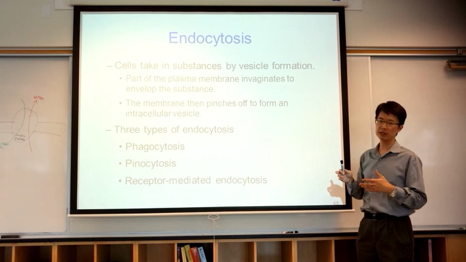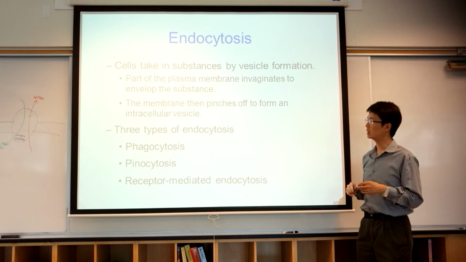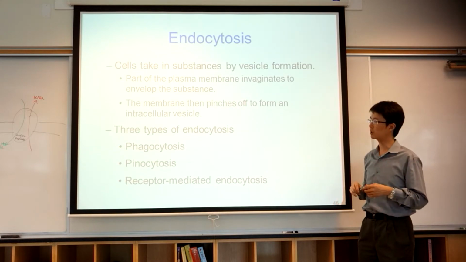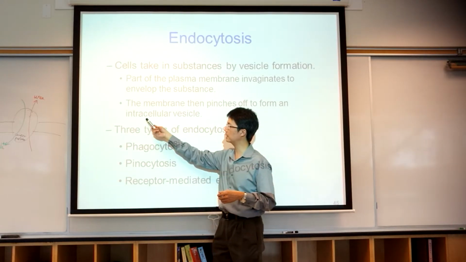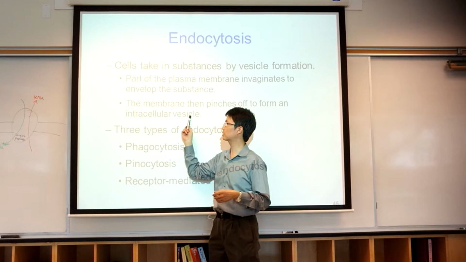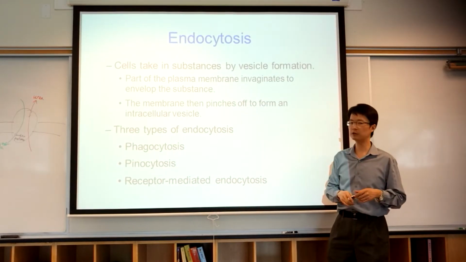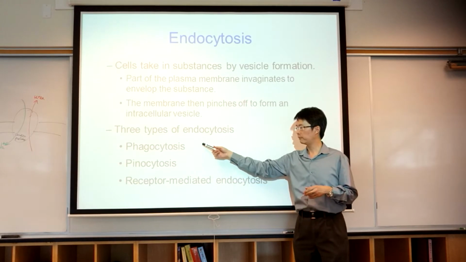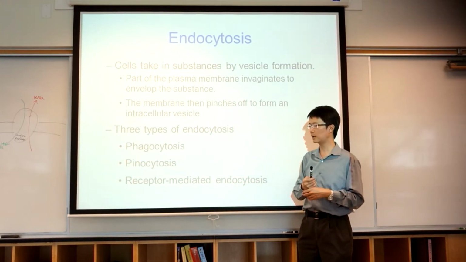Again, the vesicle is part of the cell membrane by invagination, and then you pinch off from the cell membrane to become an intracellular vesicle. Intra means inside, cellular meaning cell. That means this vesicle is inside the cell. There are three types of endocytosis: phagocytosis, pinocytosis, and receptor-mediated endocytosis.